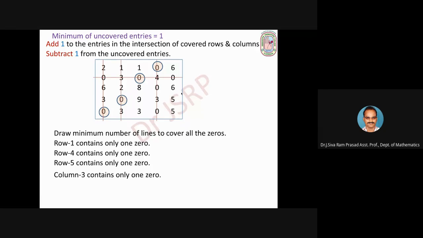Right, now verify the optimality condition. So the number of lines drawn: 1 horizontal line and 3 vertical lines. The number of lines drawn is not equal to the number of rows. Number of lines drawn is 4, number of rows is 5. So still the assignment is not completed. So we have to improve the assignment.